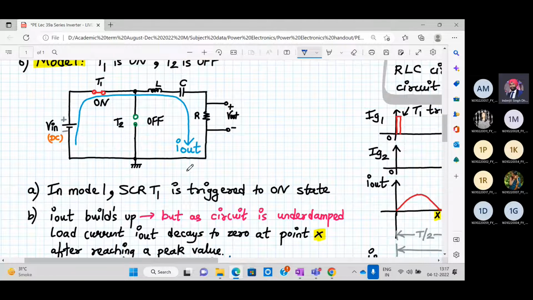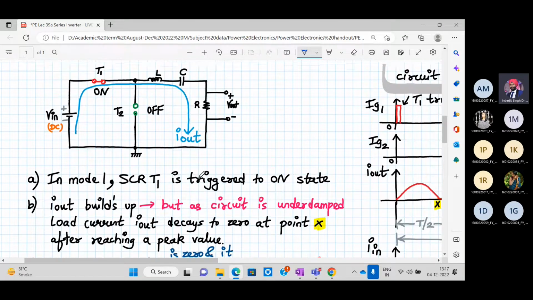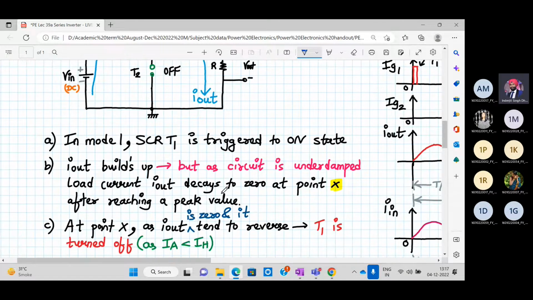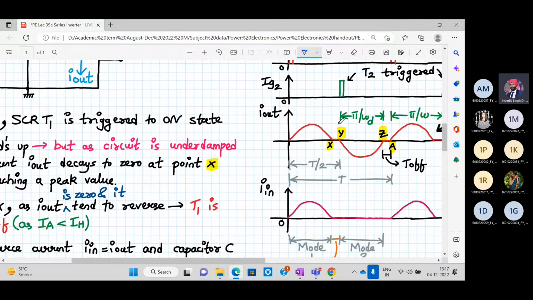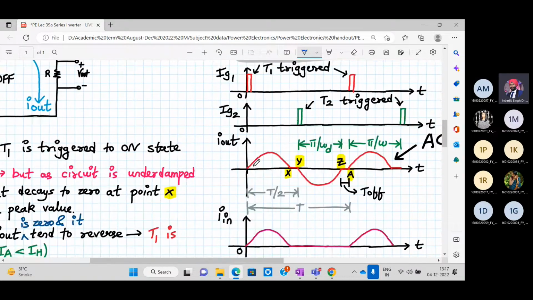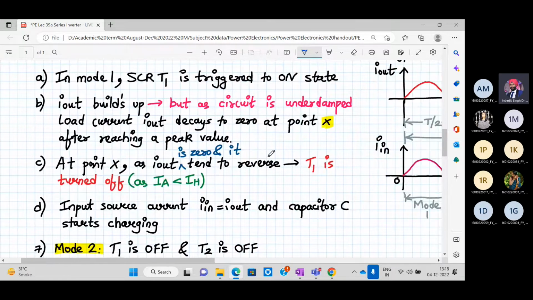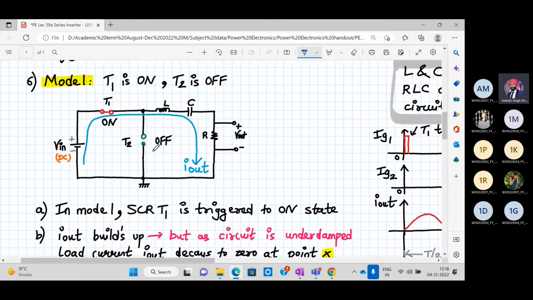So the I out current will build up. The inductor will store energy, the capacitor will store energy, and as the circuit is underdamped, the load current decays. The load current I out will decay to 0 at point X. At point X, as I out is 0, it tends to reverse; its normal tendency is to go negative after crossing 0, as you can see over here. But as soon as it goes to 0, the SCR turns off. So at point X, SCR T1 is turned off.